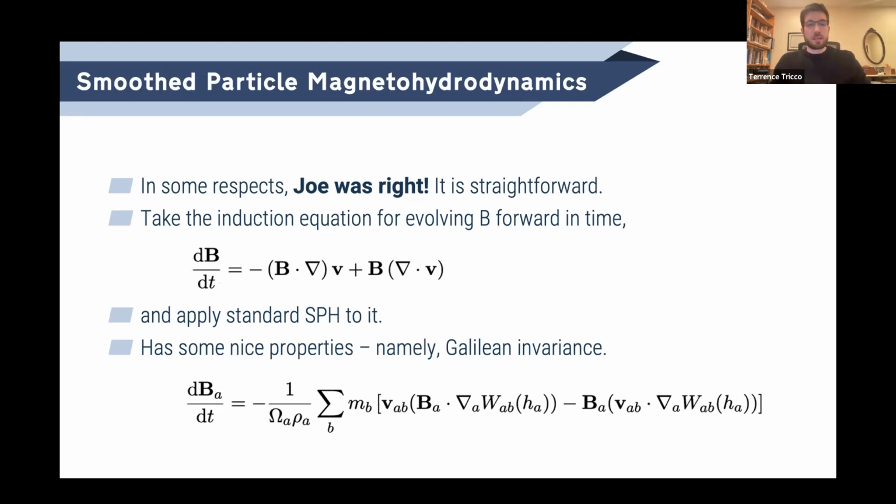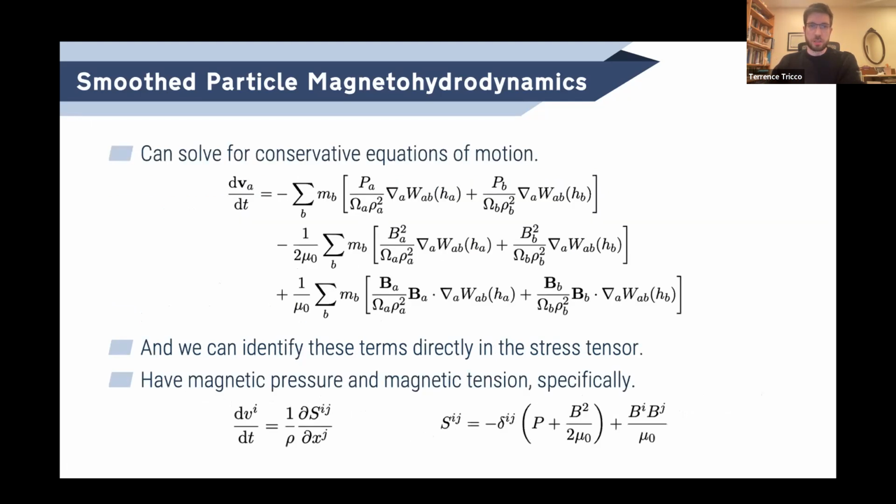That's it. This gives you some really nice properties, namely Galilean invariance, in that if there's a background velocity, it doesn't impact the quality of your result. You get the same result. So this piece is very straightforward. And there are three pieces that you need to put together. One is how to evolve B forward in time, and this piece is straightforward.